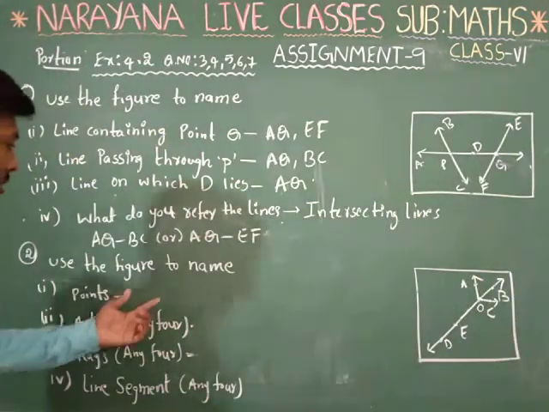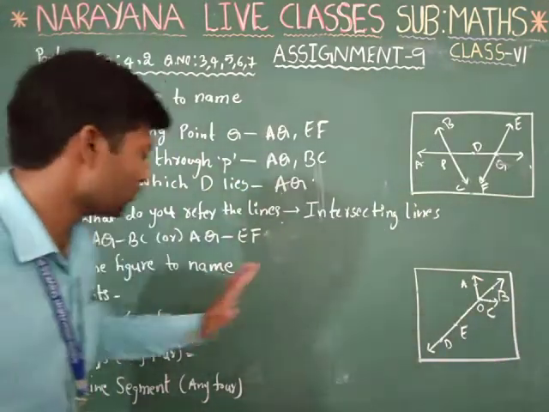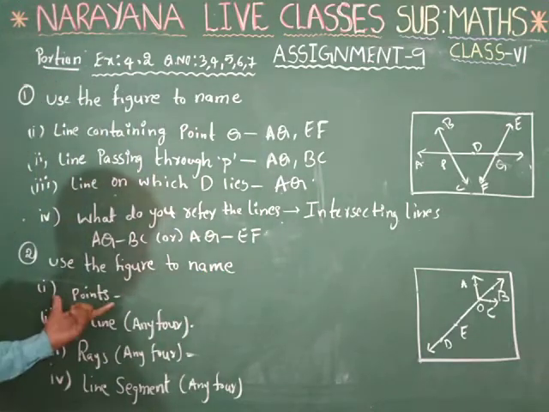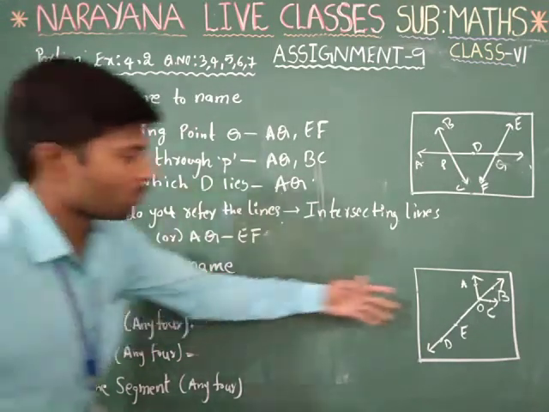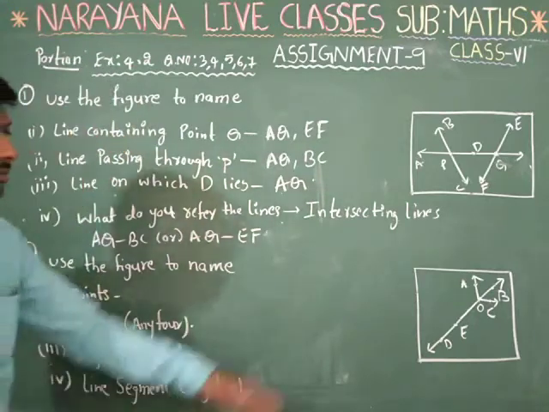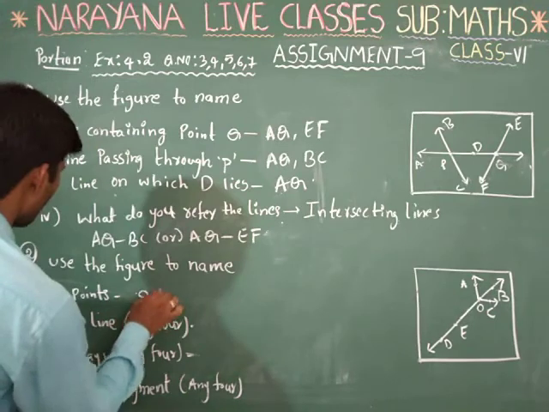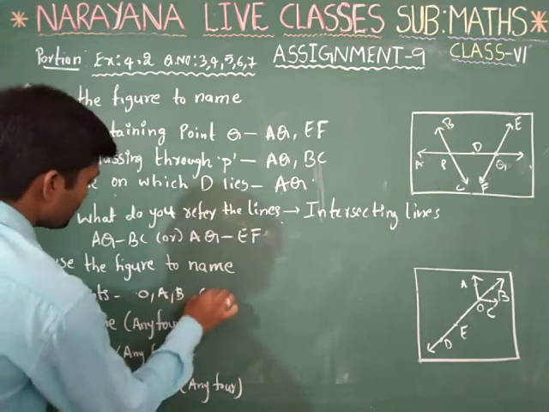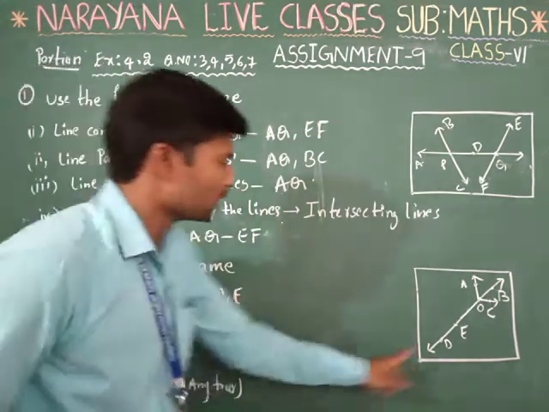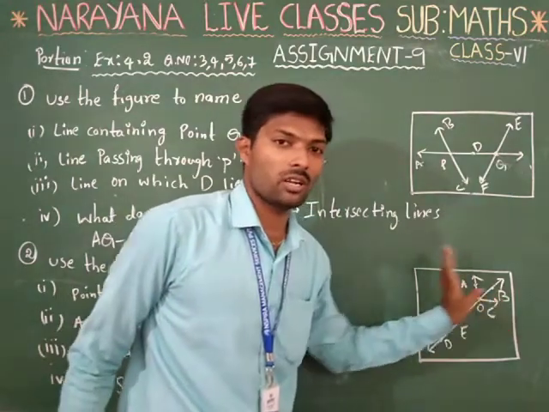Use the figure to name. The relevant figure and 4 relevant questions are given. First, what are the points? From this we have to identify. How many points are there? We just have to list them out. That is point O, A, B, C, D, E. All of these are points located on the line.